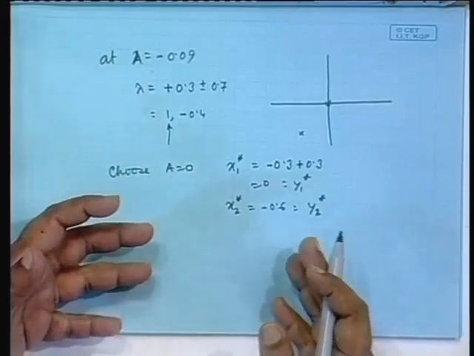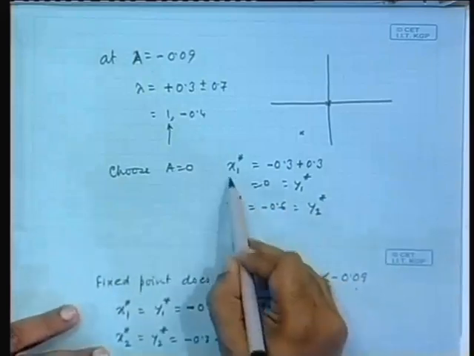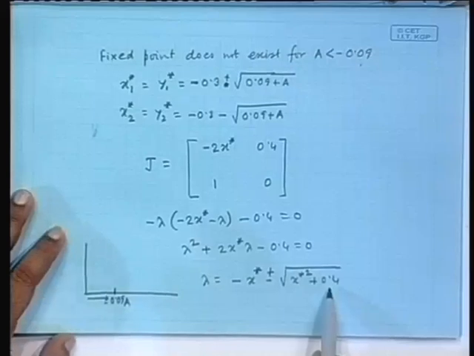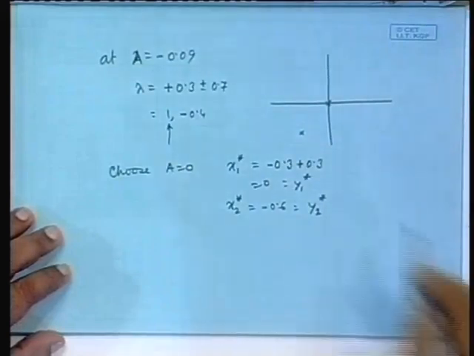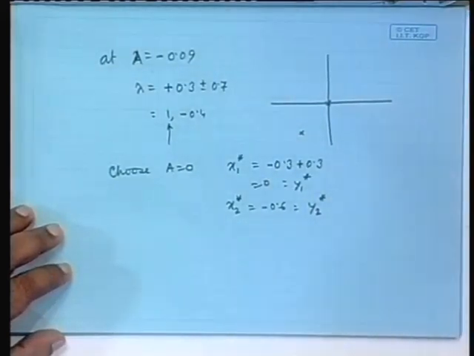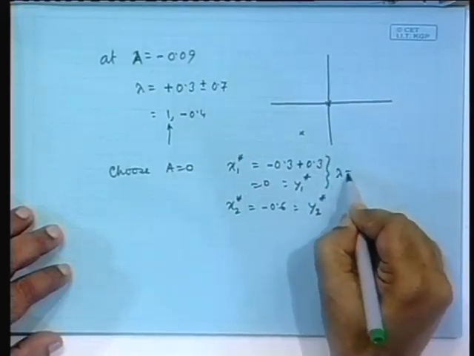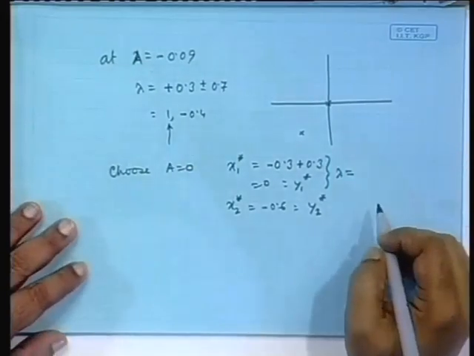Fine. What are they? For that, you will need to substitute them here. So, when you substitute the position of the first point, which is x1 star is 0, if you substitute it here, you have, for this one, what? Plus minus?